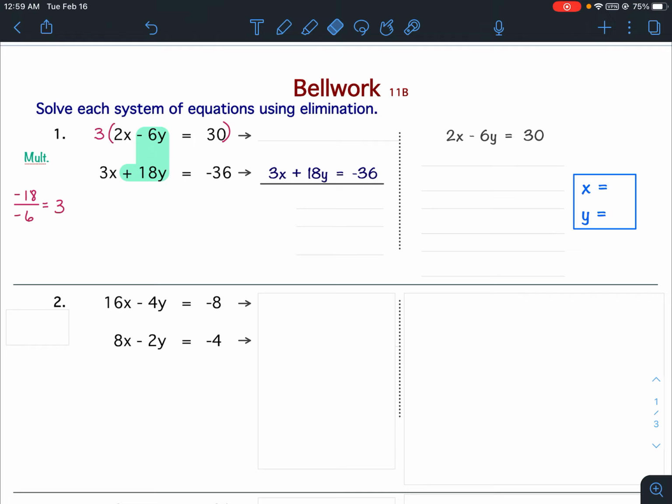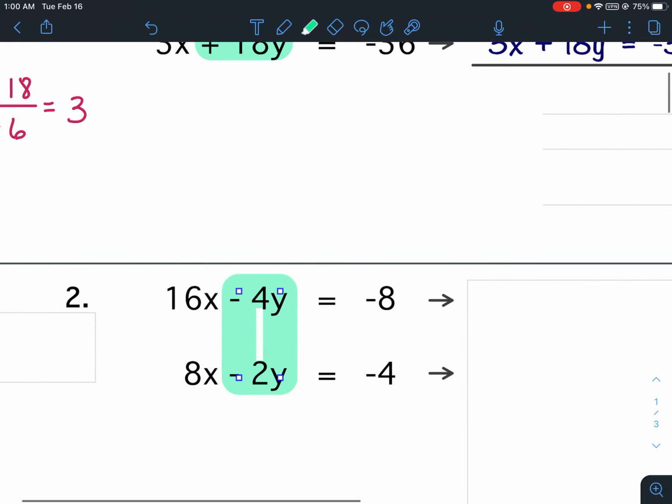Number 2, again, ask yourself your questions. Do you have opposites? No. Do you have identical terms? No. Do you have multiples? Well, 16 divided by 8 is 2, and 4 divided by 2 is 2. So actually, they're both multiples. I'm going to use the smaller numbers, 4 and 2. All right, so we have multiples again.